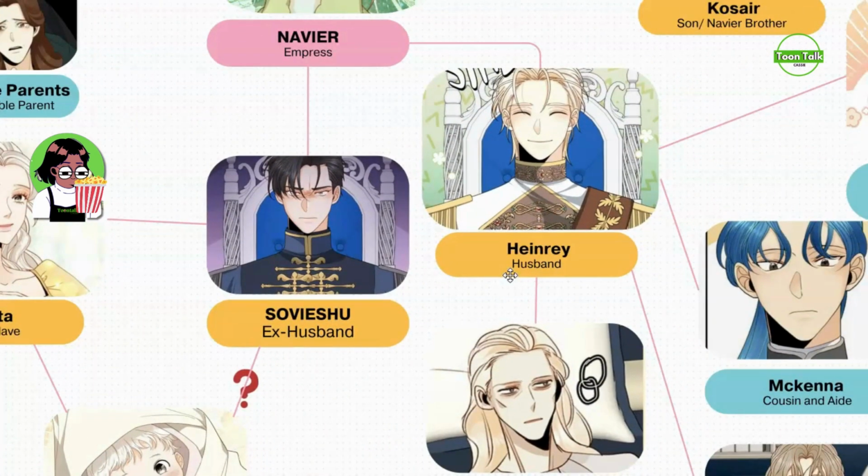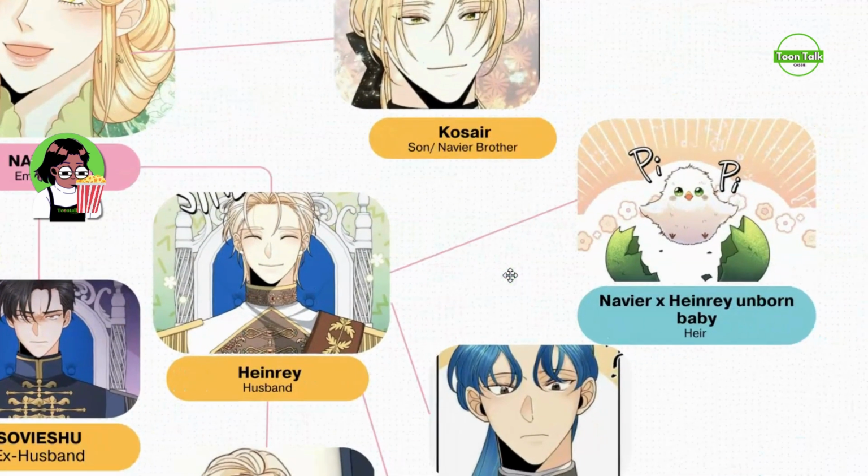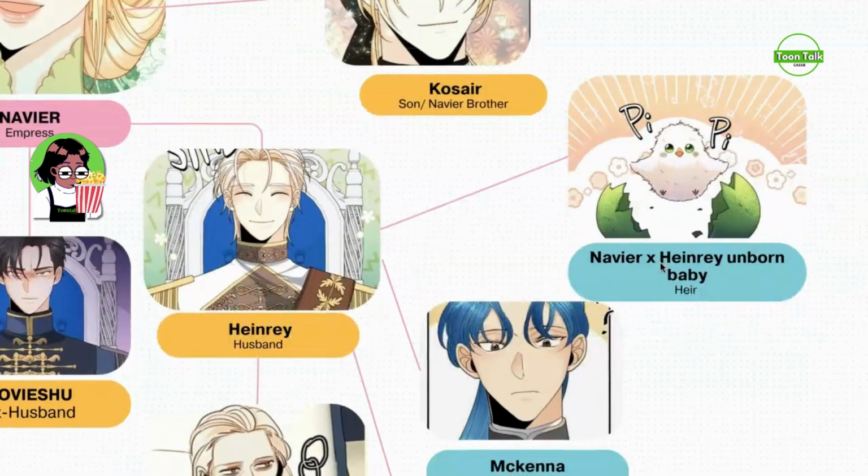Henry might have 99 problems, but one thing he doesn't have is wondering who's the daddy of his child. Him and Navier are currently pregnant. I just put the little baby bird because right now we don't know the gender. We don't know the baby's name or none of that. There are some theories based on the web novel of how many babies she had and the children's names, but I'm not going to put that because currently we are following the Webtoon, and the Webtoon hasn't announced it. So here we have the little baby bird.